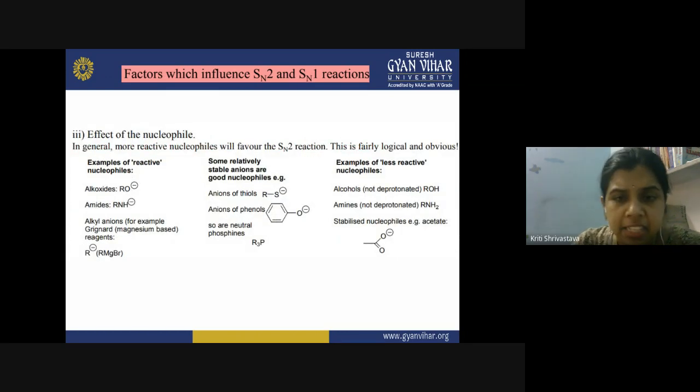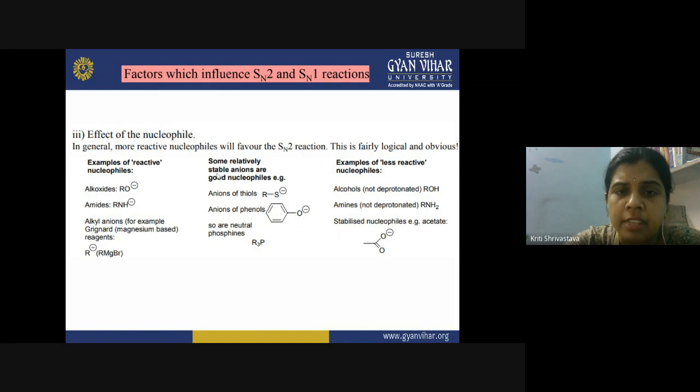In general, it has been seen that the more reactive the nucleophile, the more it will favor the SN2 reaction. Anything which supports the structure of the nucleophile and makes it stable and effective will favor the SN2 reaction. This is fairly logical. Examples of reactive nucleophiles: if I have an alkoxide ion or amide ion as the attacking reagent, or alkyl anions, they are very, very reactive. So they will favor the SN2 reaction.